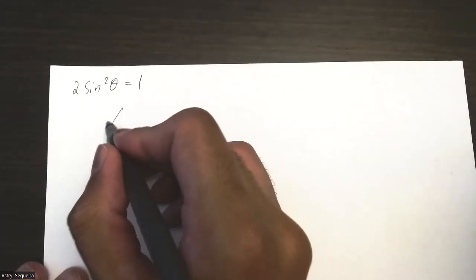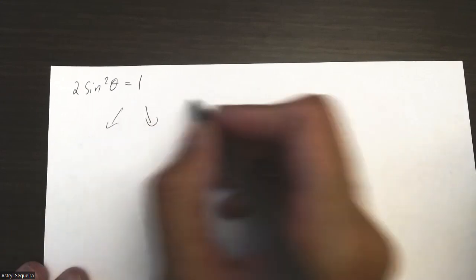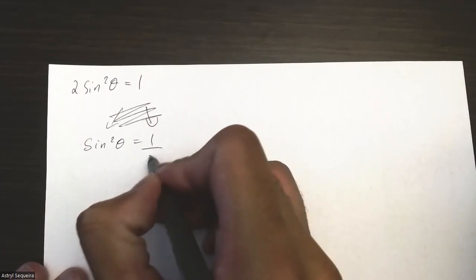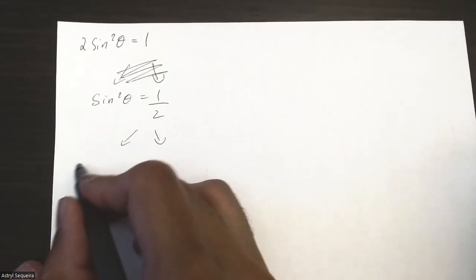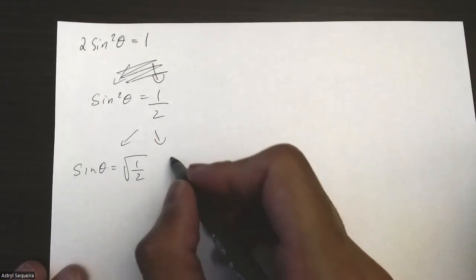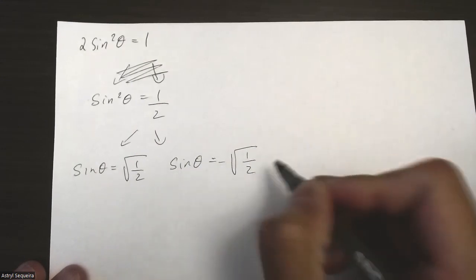And there's one last question, although I don't know how necessary it is, but it's 2 sine square theta equals 1. Steps are pretty much the same. If you want some extra practice, you can try it. Oh, forgot to divide the 2. Sine square theta equals 1 over 2. I'll do this one really quick. I'm going to square root and split it into sine theta equals root of 1 over 2, sine theta equals negative root of 1 over 2.